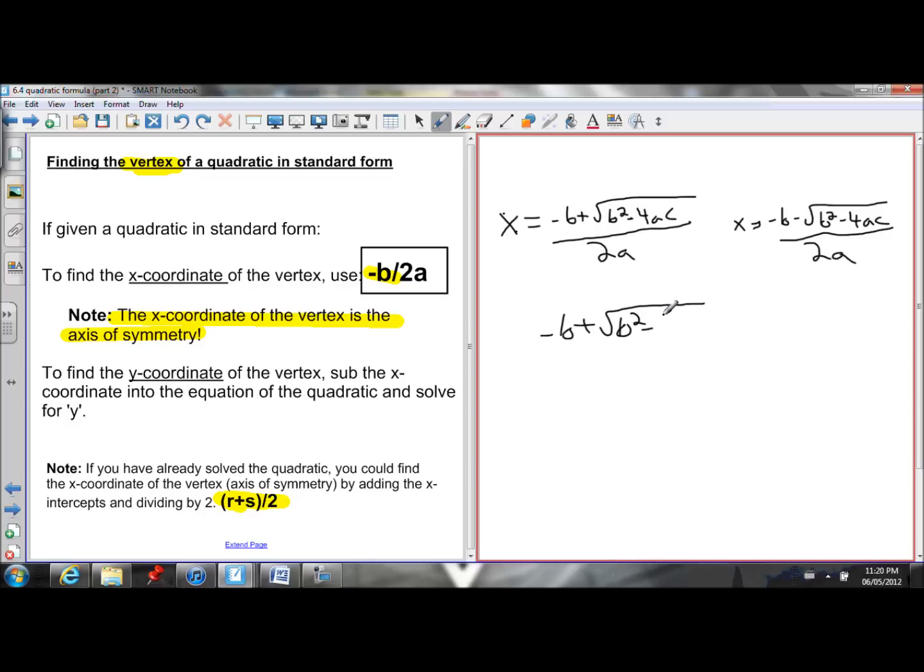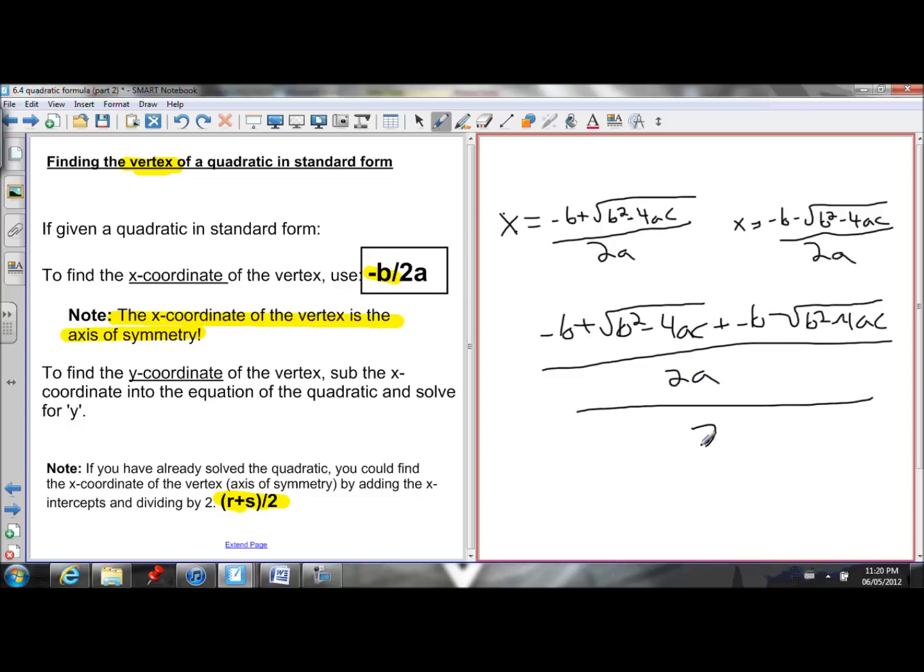So I'm just going to add these two, and they have a common denominator, so that's going to be nice and easy to do. So I'm going to add the negative b plus the square root of b squared minus 4ac, and the negative b minus the square root of b squared minus 4ac. This is all over 2a. 2a was the common denominator. And then I have to divide everything by 2 to find the midpoint.